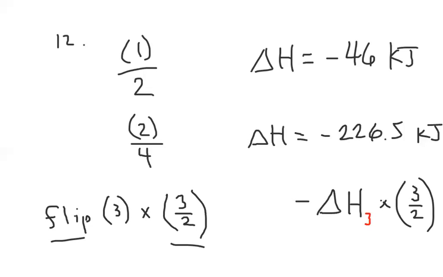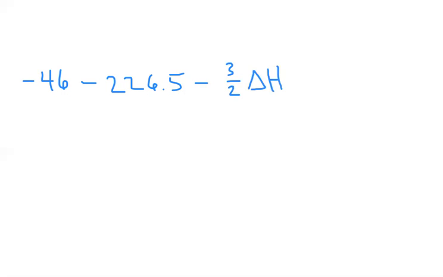Okay, so all of this added up, we'll take the first step plus the second step plus this third step, and it's going to all have to equal 91 kilojoules. So I'm going to do that on the next page. So we have -46 minus 226.5 minus, I'm just going to bring the 3 halves out front and put delta H3 there. And that's going to be equal to 90, all for delta H for step 3.